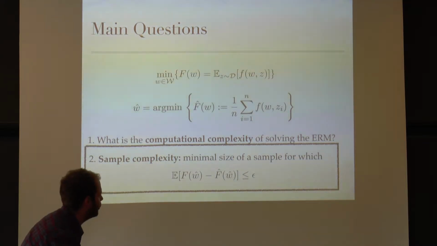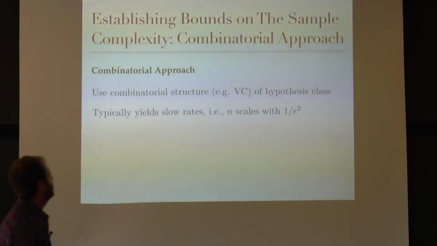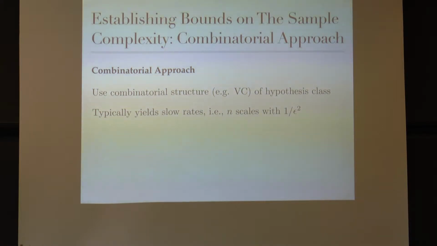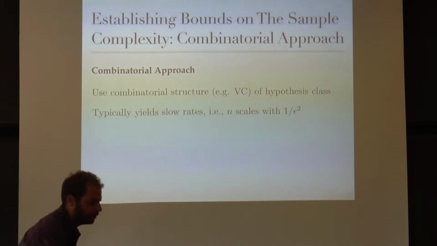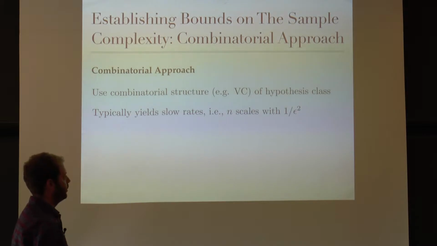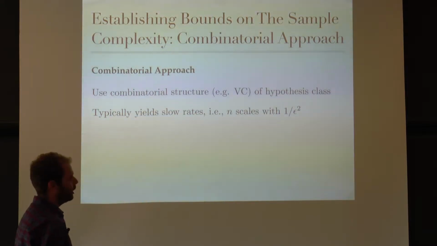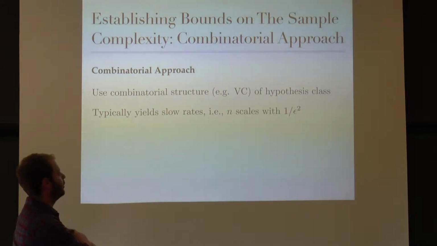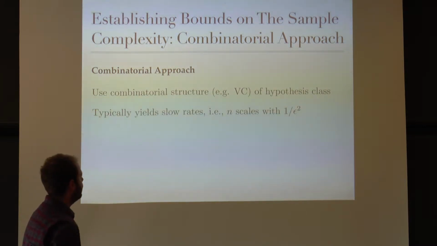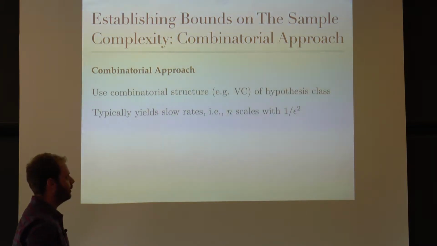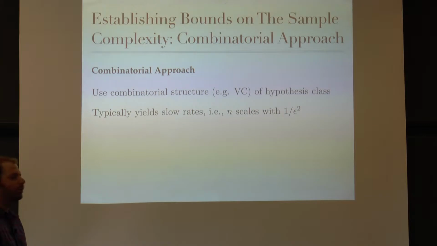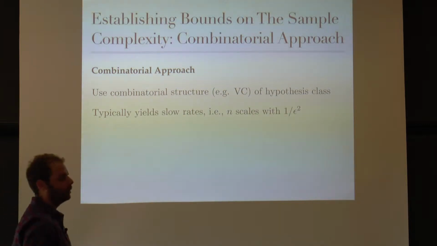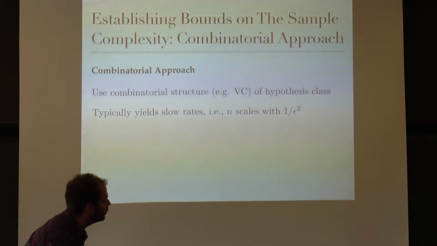So here we focus on the second question, and there are mainly two approaches for establishing bounds on the sample complexity. The first one is a combinatorial approach, where we use some combinatorial structure of the hypothesis class, and this typically yields rates which are called slow, in the sense that n scales with 1 over epsilon squared. If we want accuracy epsilon, then the sample complexity scales with 1 over epsilon squared.